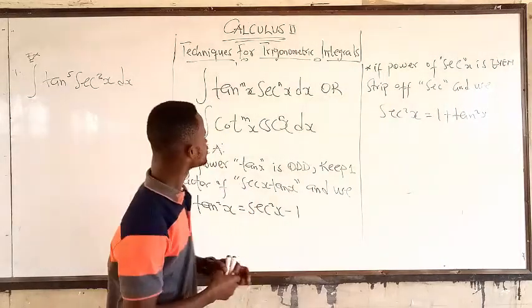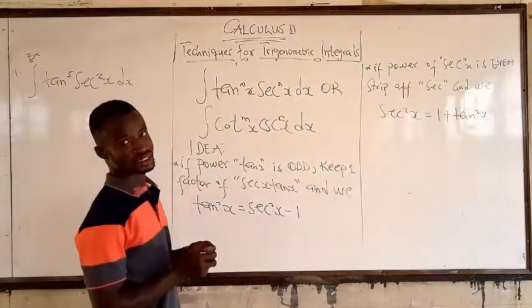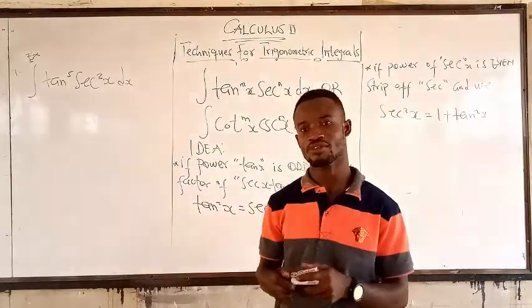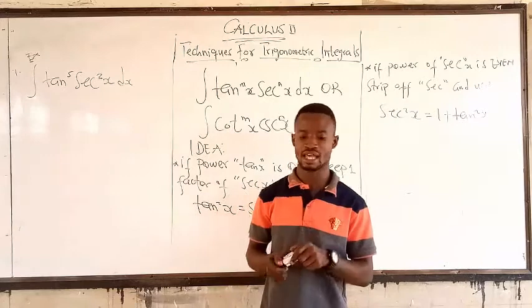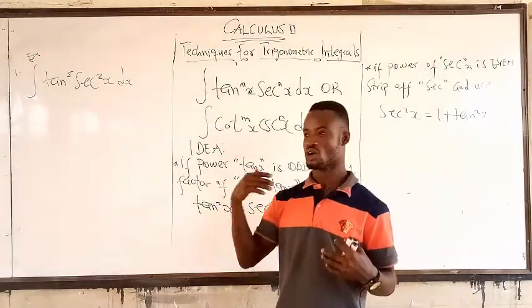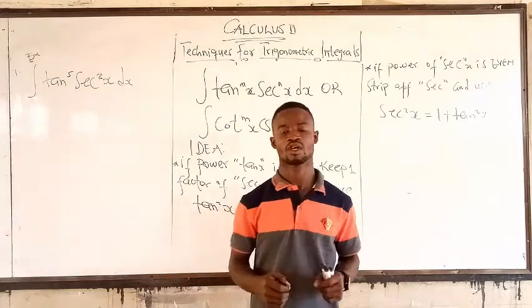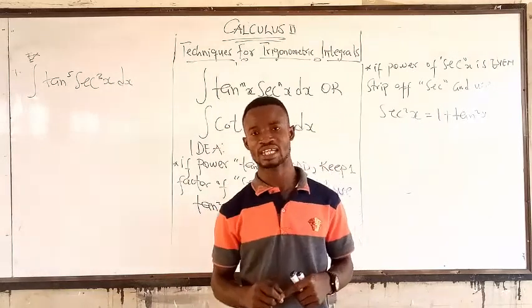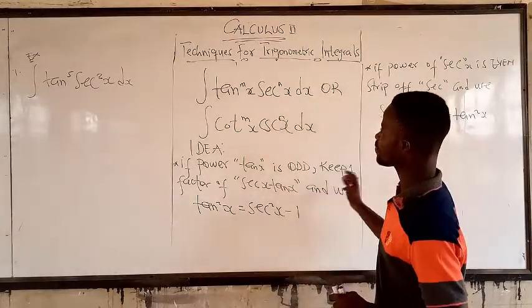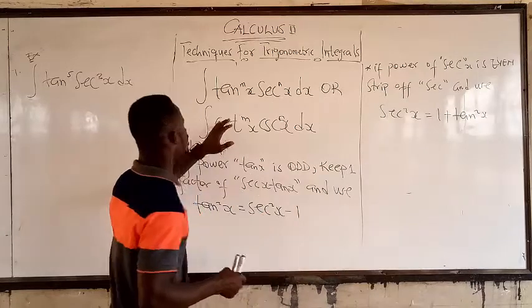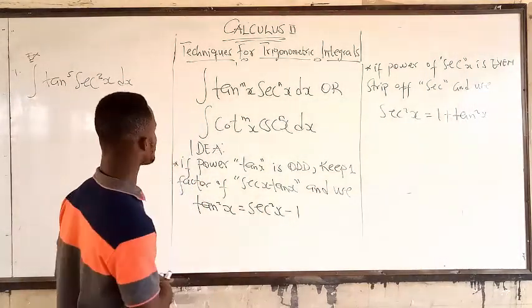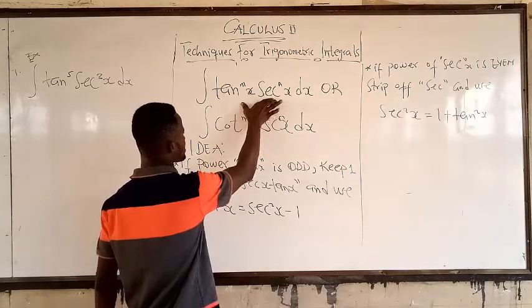So we have looked at the techniques for trigonometric integrals, the one for cos and sine. And we are done with that when it's even, odd, and others. So welcome to part 2 under this section. Now here we are going to look at what if it is this or this.